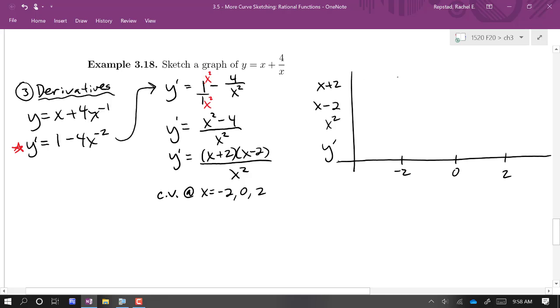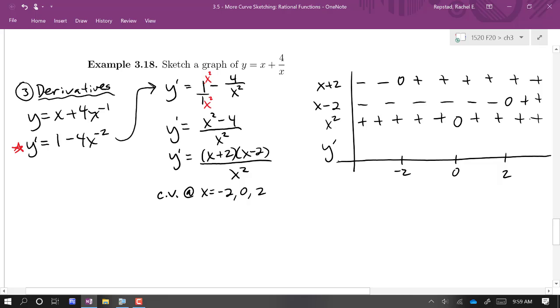X plus 2 is 0 at -2. It's negative to the left and positive to the right. X minus 2 is 0 at positive 2. It is negative to the left, positive to the right. X squared is 0 at 0, and it's positive everywhere else because it's squared.